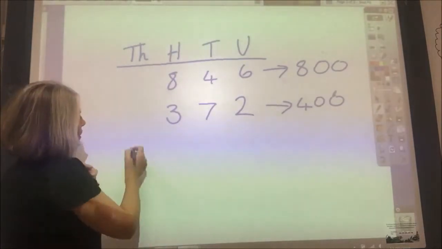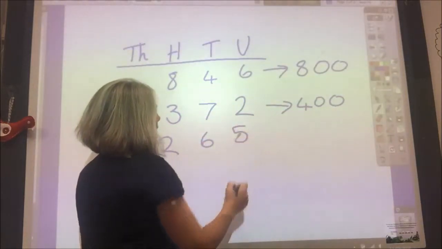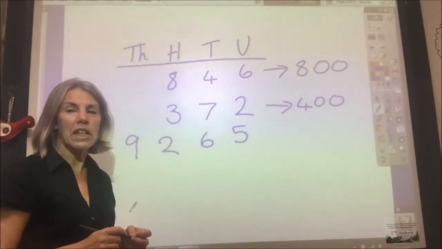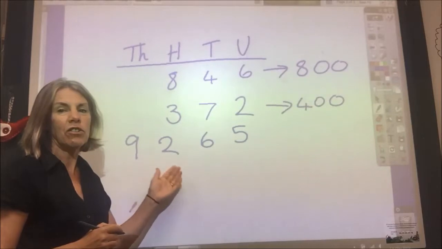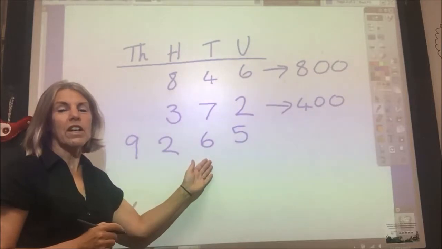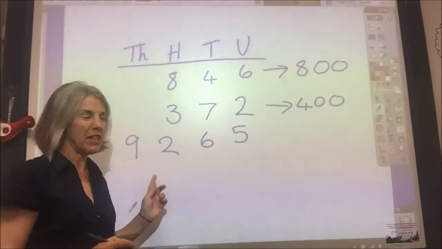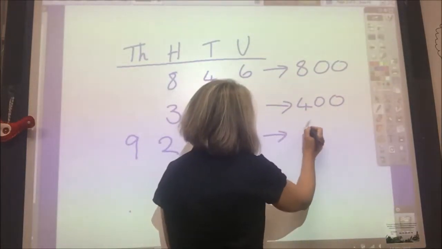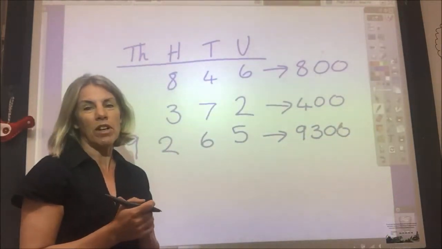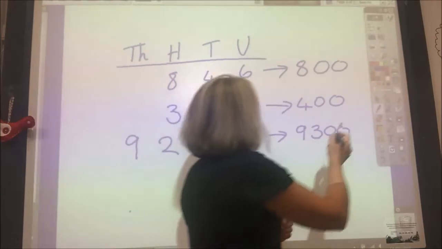Let's take a bigger number. So if we take 9,265, we are rounding to the nearest 100. In this case, we're saying, is this number nearer to 9,200 or nearer to 9,300? Move one column to the right, look at the 6. It's 5 or above, so we're going to round up to 300. 9,265 becomes 9,300 when rounded to the nearest 100. Okay? Let's move on and we'll round to the nearest 1,000.